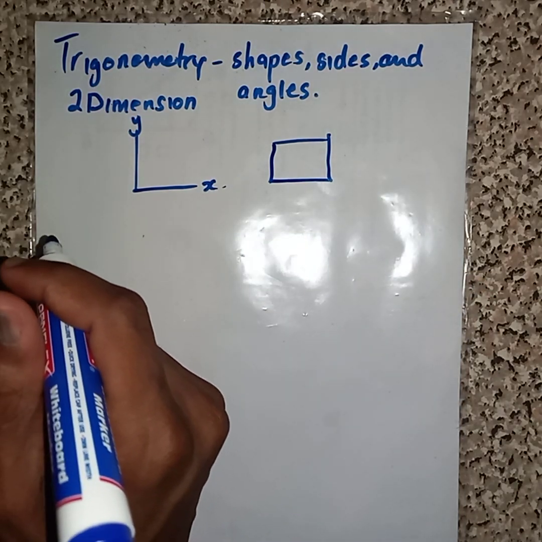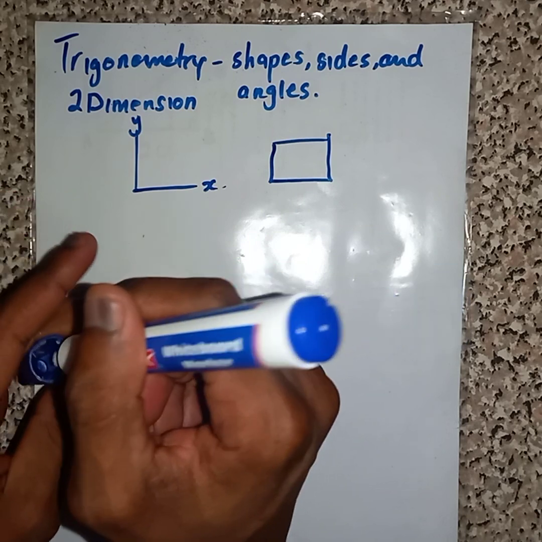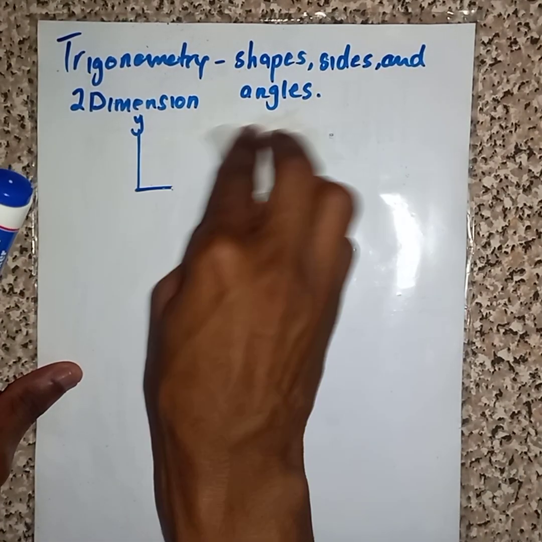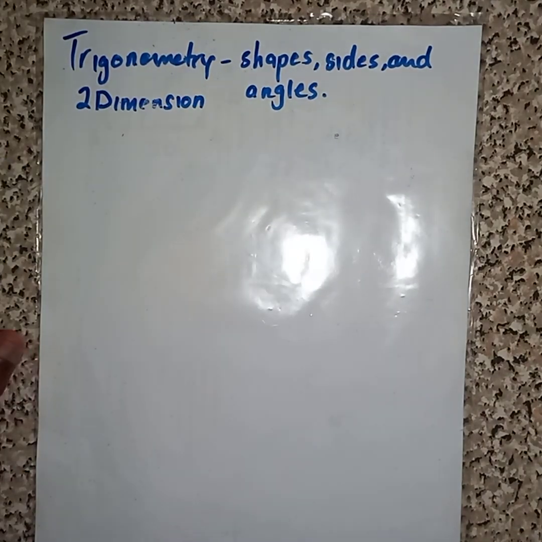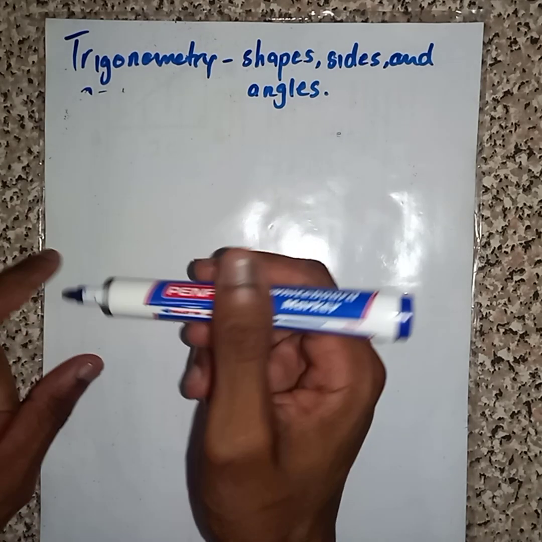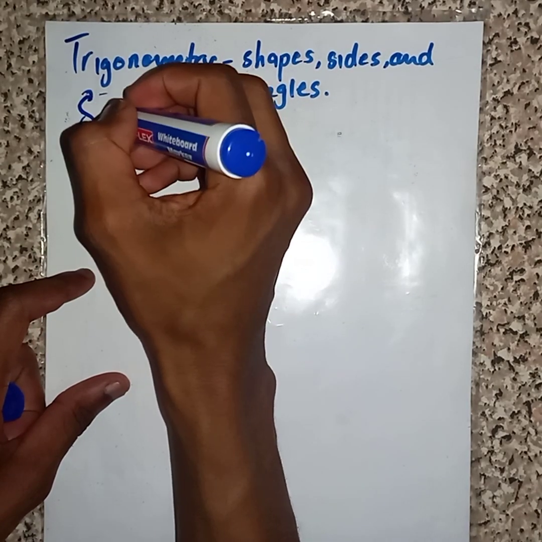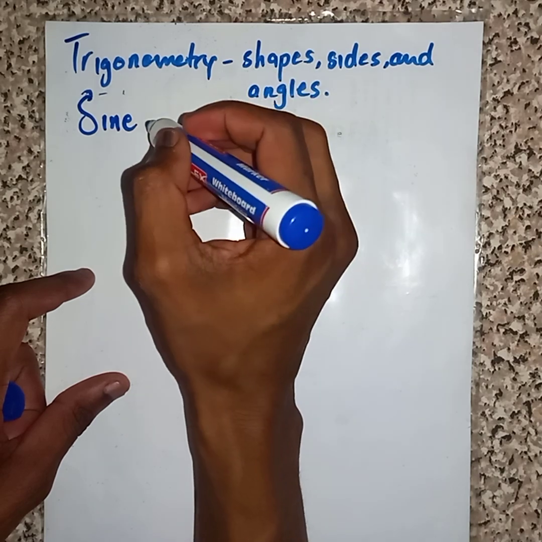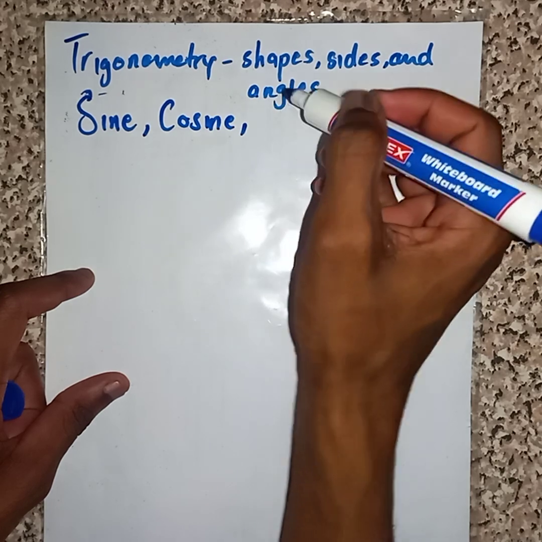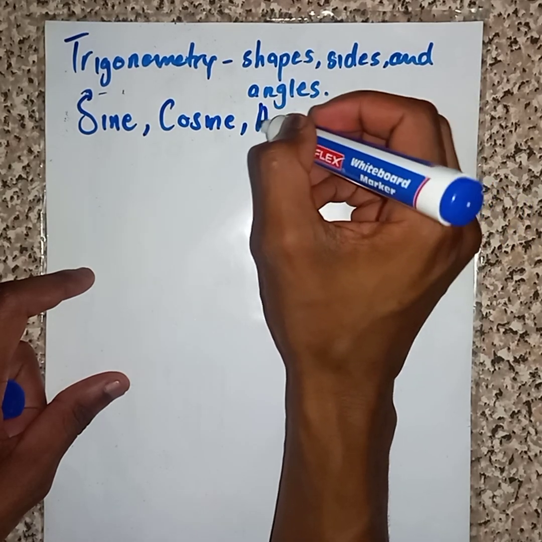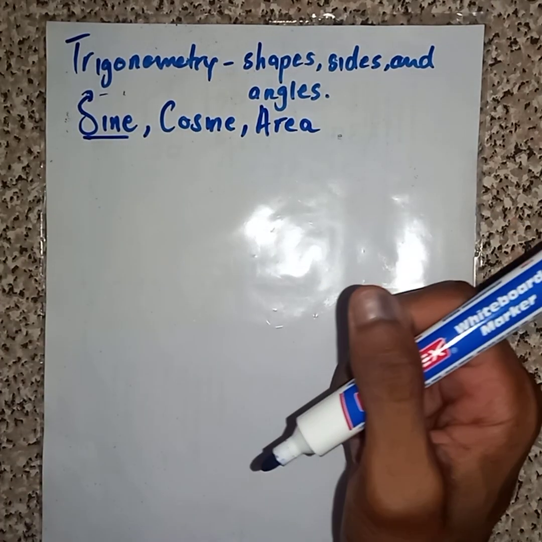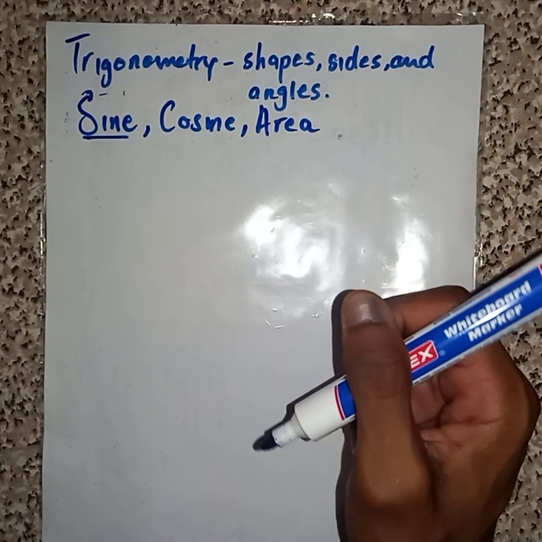Then now, as for today, we are going to focus mainly on sine rule, proof of sine rule, cosine rule, and area rule. Firstly, we are going to consider what? The sine rule. Let us do the proof of sine rule.